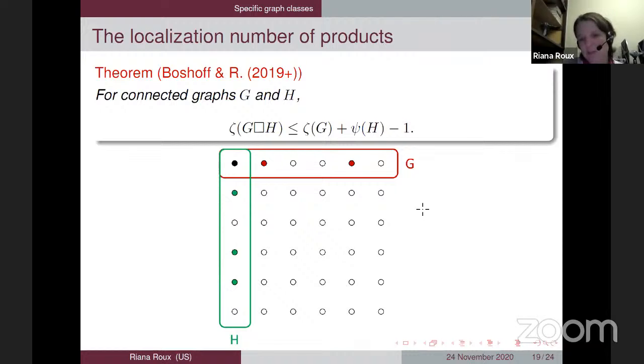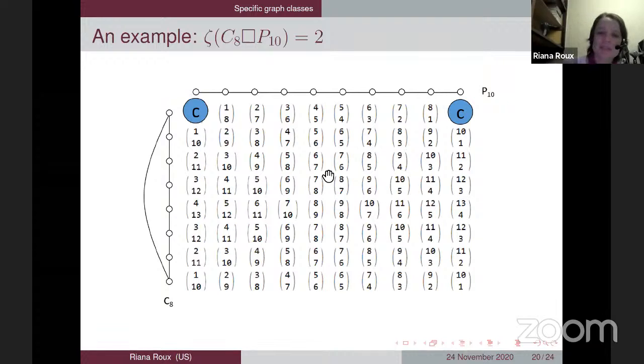So I'm just going to illustrate the idea of this proof by an example. And we're going to make use of C8 and P10. I actually think I've swapped the direction of the proof and the example, but it doesn't really matter. So here we have a C8 and a P10. Now the localization number of C8 is 1. We've done that in the very beginning. And I think you would easily convince yourself that the doubly resolving number of P10 is 2. It must be at least 2, and we can do it with 2. You can check all these distances.